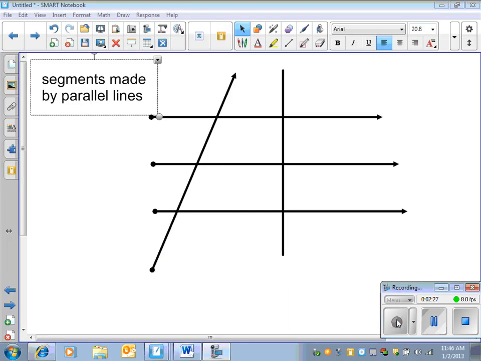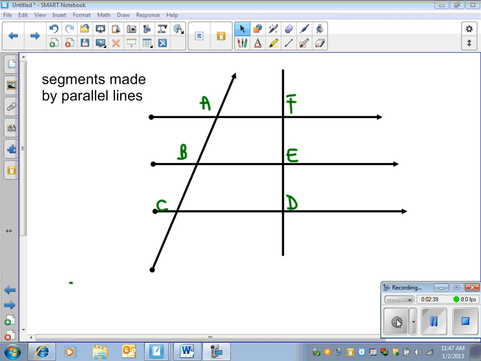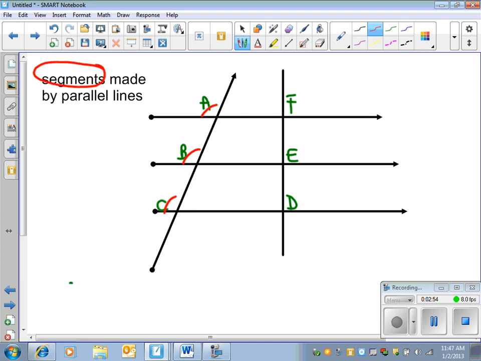Okay, there's something else that we need to talk about with parallel lines. When parallel lines are crossed by transversals and segments are made by those parallel lines, we definitely know that corresponding angles are congruent. So this angle is congruent to this angle, is congruent to this angle. But we actually aren't talking about angles. We want to talk about the segment.